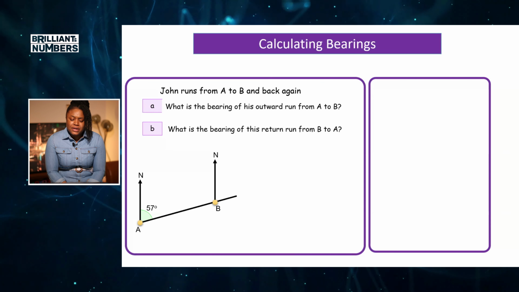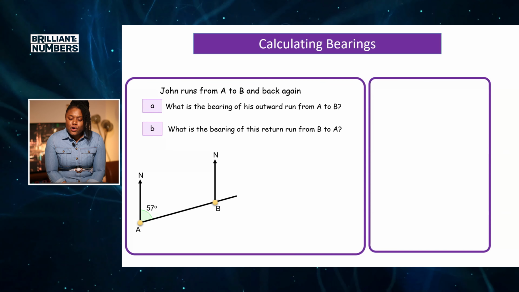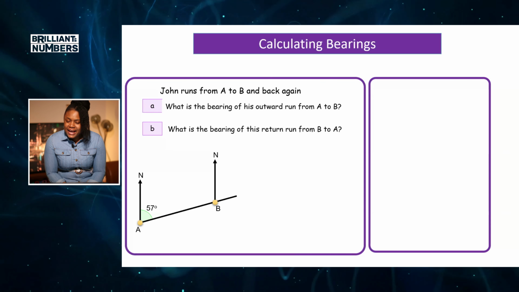Now, John runs from A to B and back again. Question part A asks us, what is the bearing of his outward run from A to B? So, reference here from A. We go to the reference point here. We're told to do A to B. So I make a connection from A to B. It means then that there's no calculation here to do. The angle is already there.